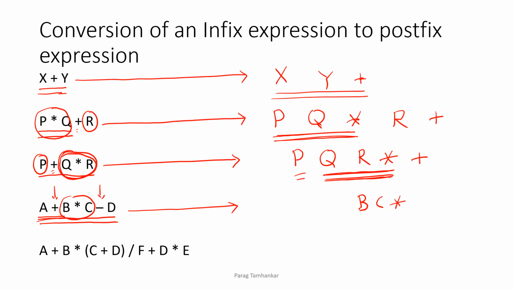For addition, the first operand is A, so I'll write A, and then I'm going to write the second operand, which is already written over here, and then I write the operator plus. Finally I'm going to evaluate subtraction. For subtraction, the first operand happens to be this whole thing, because this part is already represented in postfix form, which I have already written over here now.